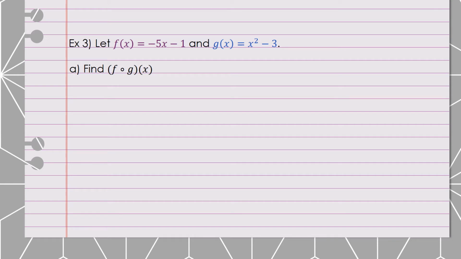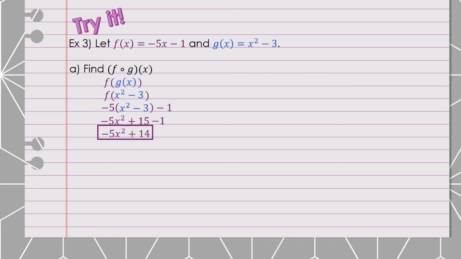Example 3, let f of x equal negative 5x minus 1 and g of x equals x squared minus 3. For part A, f composed of g of x. This is your try it problem. Let's see how you did. Hopefully you found f composed of g to come up with negative 5x squared plus 14.